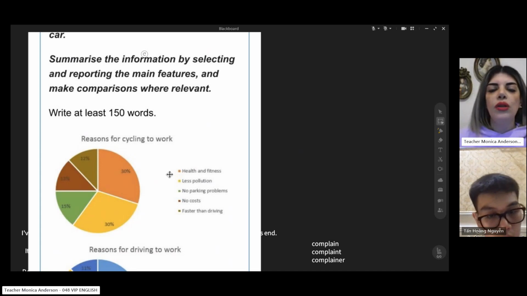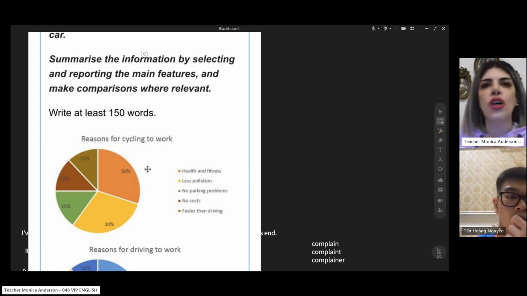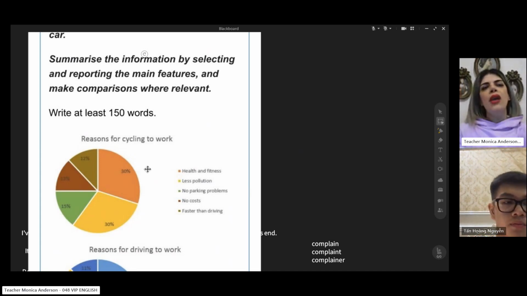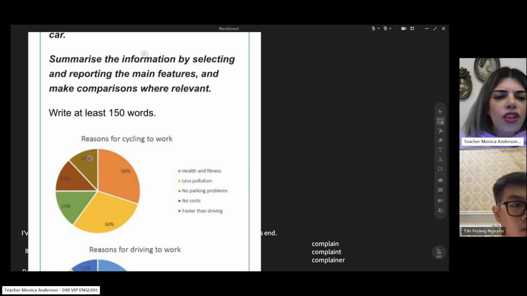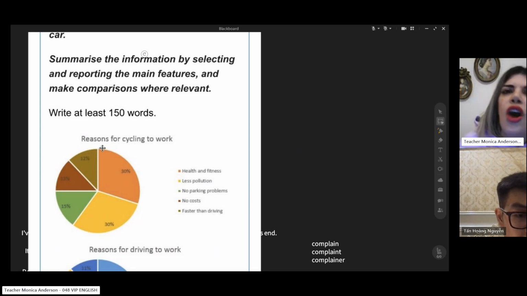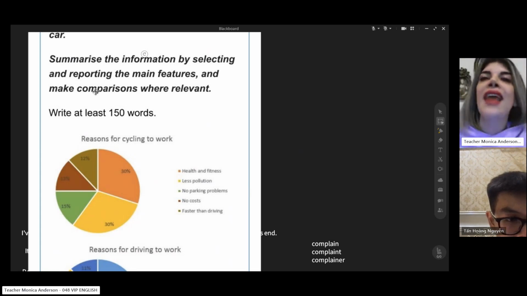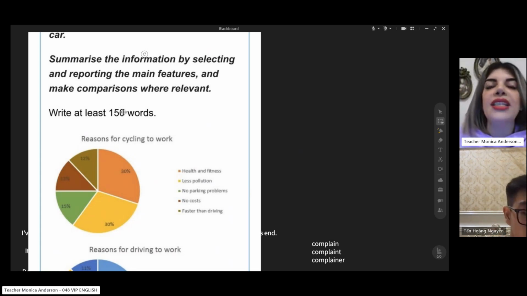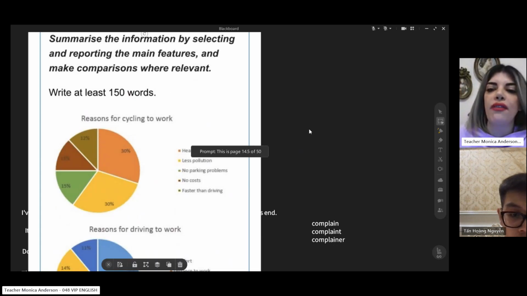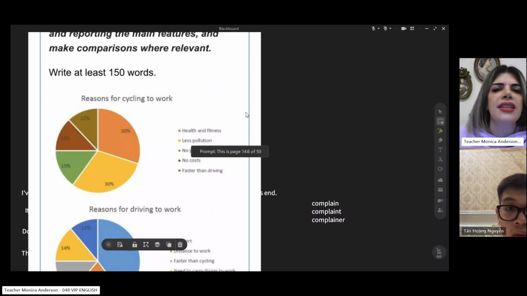First of all, we need to ask some questions of ourselves. For example, what are the units of measurement? What are the time periods? What can I learn from the title and labels? These are some questions that come to my mind when I see this pie chart. So this is the first thing that you need to know. Now let's practice.